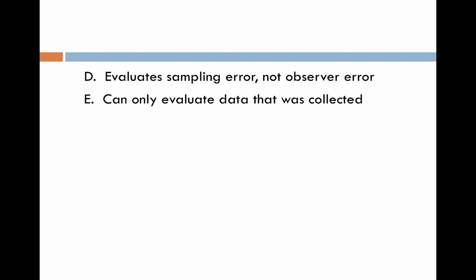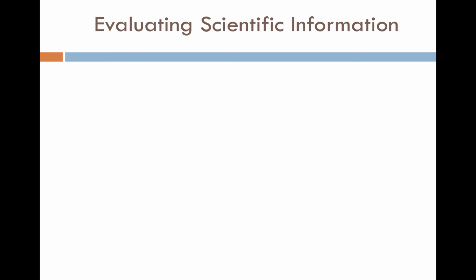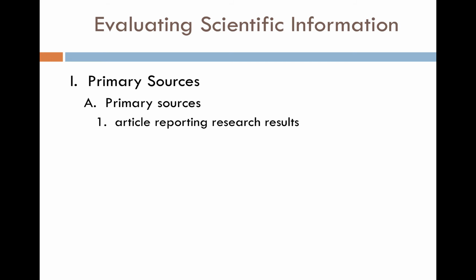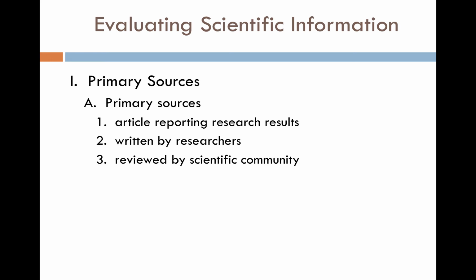Okay, so we're going to look at the differences between primary sources and secondary sources, looking at evaluating your scientific information. So with the primary source, that is an article that is reporting research results. It is going to be written by researchers and then reviewed by the scientific community.